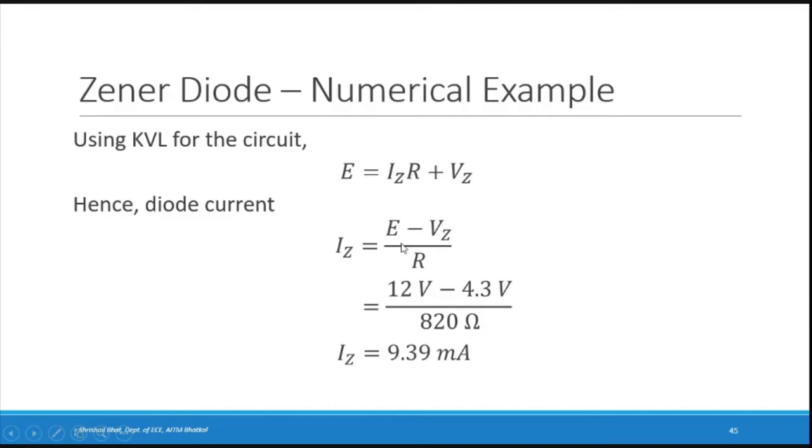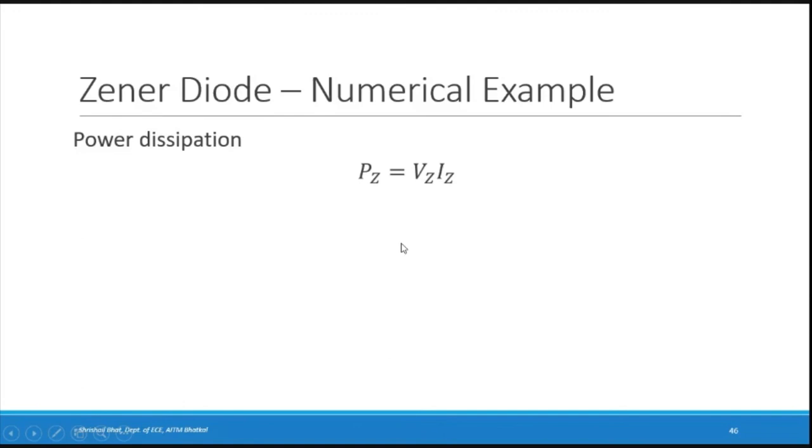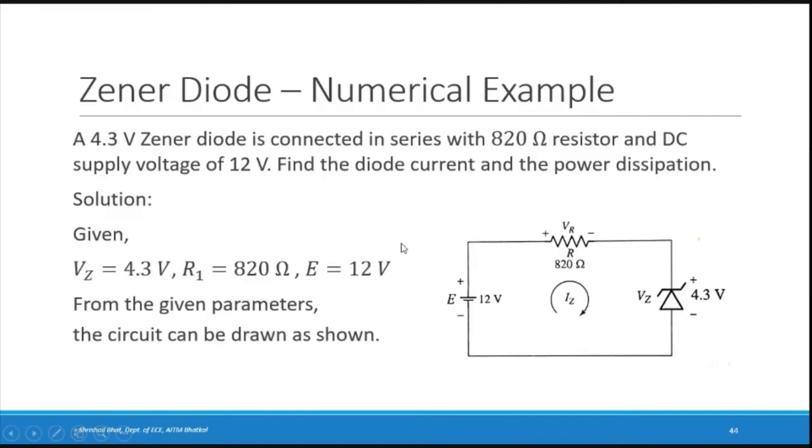You are also asked to find the power dissipation. What is the power dissipated? The power dissipation, you can say PZ, you can write it as VZ into IZ. What is VZ? 4.3. IZ is 9.39. If you multiply, you might get 40.37 milliwatts. Right? 40.377 milliwatts. Do you get the same? Okay. That's just an example of how the Zener diode can be connected in a circuit and find the power dissipation.